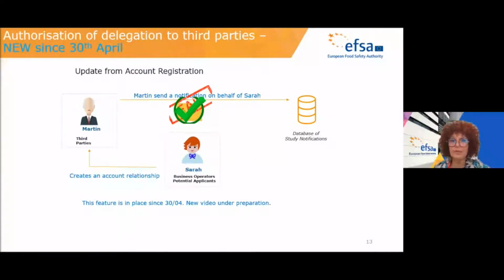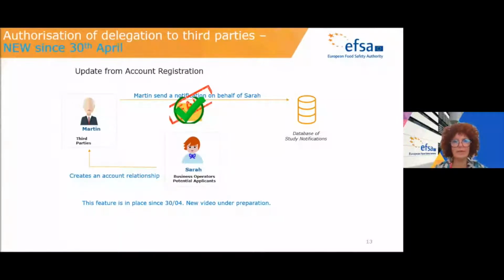An attention point of an improvement that we have done in the tool following feedback is for the business operator that asks a third party to act on behalf of them. Many situations are very recurrent for the feed additive. So here, since the 30th of April, a business operator is registered. A third party is registered as an account, and the business operator has the possibility to assign the third party with an account relationship. So if the business operator declares in the tool that the third party Martin is acting on behalf of, from that moment, Martin will be able to notify on behalf of Sarah. So this we have improved in the tool.